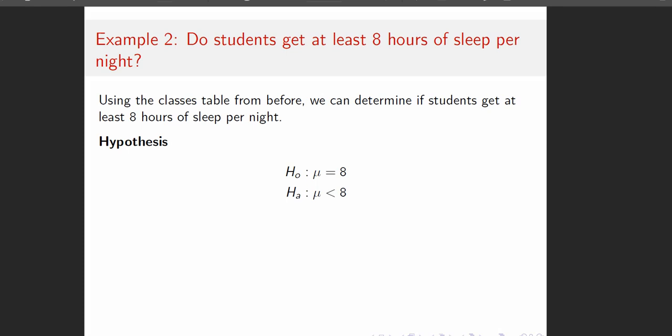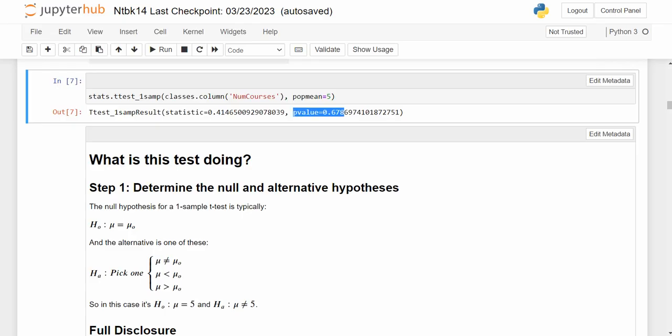So do students get at least 8 hours of sleep per night? Same thing. We're going to look at the hours of sleep per night, and our null hypothesis is that the average hours of sleep, so mu stands for the population average for hours of sleep, equals 8. And the alternative hypothesis is no, they don't get at least 8 hours of sleep, they get less than 8 hours of sleep. Let's see how this works when we jump into the notebook.